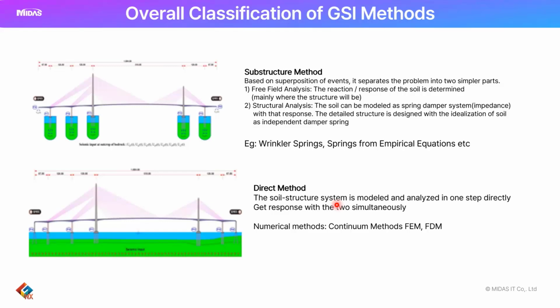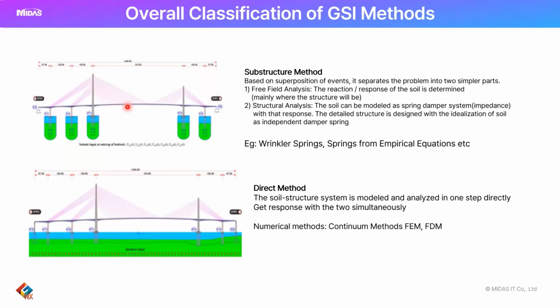In an overview of various methods for ground structure interaction studies, we have two methods. The first is the substructure method, and the second is the direct method. In the substructure method, we create the superstructure, and at times the substructure along with it, but we won't be modeling the soil as a continuum. We model the soil as springs. The soil springs act like a boundary condition and support the superstructure. So the forces in the superstructure depend on the stiffness that we provide here.